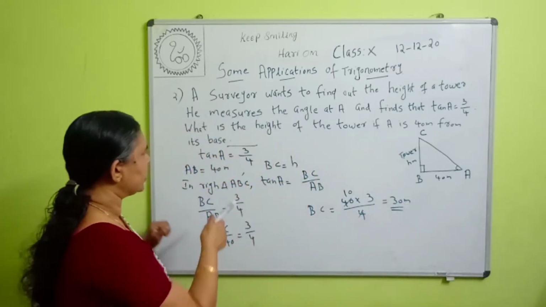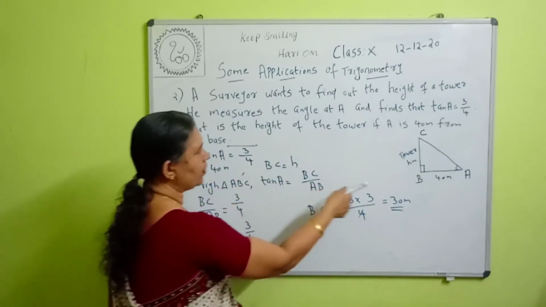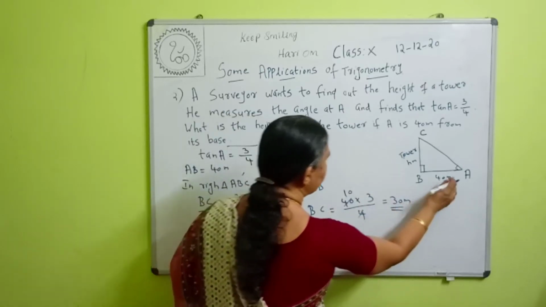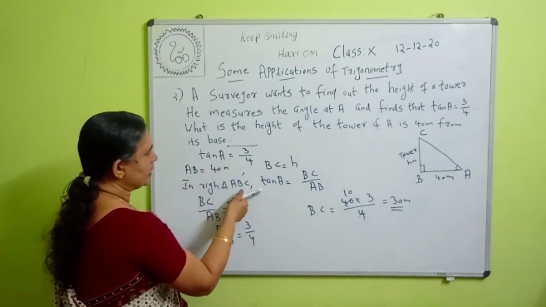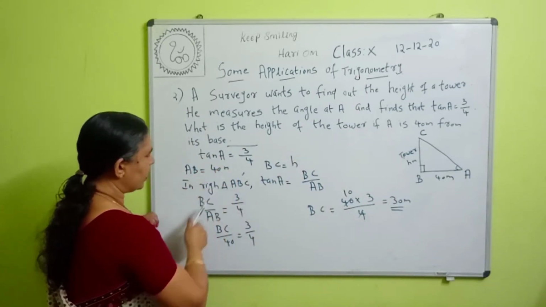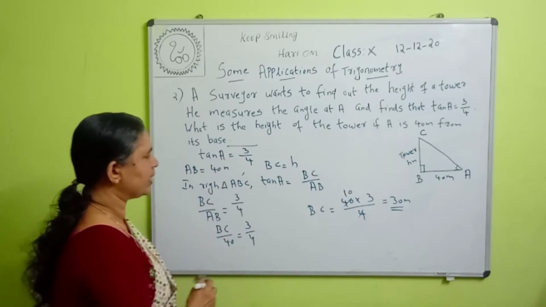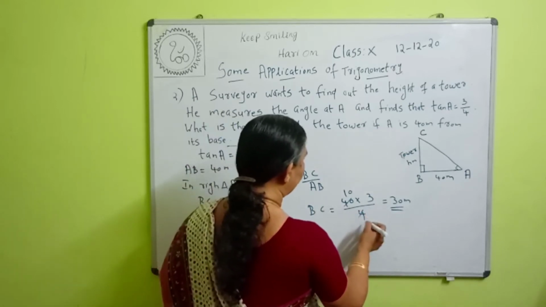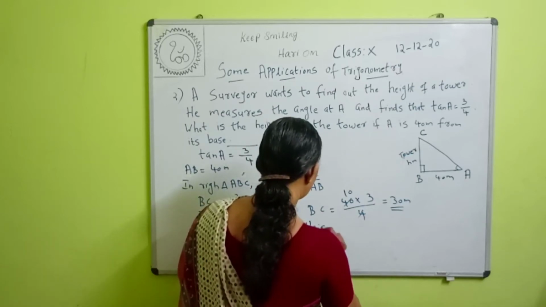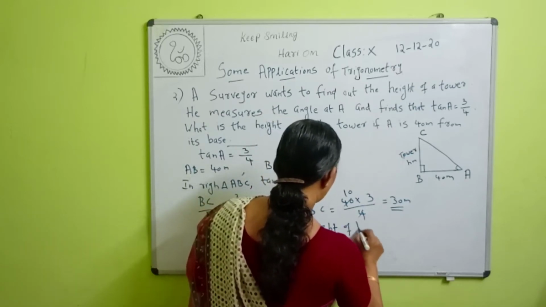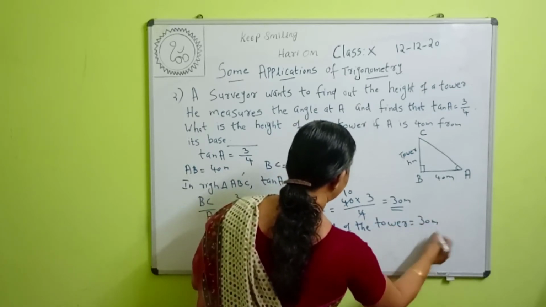In your question it is given that tan A is equal to 3 by 4. Then in right angle triangle ABC, tan A is equal to BC by AB. AB is equal to 40 meter. Here the LHS both are tan A. Therefore, 3 by 4 is equal to BC by AB. Then BC by 40 is equal to 3 by 4. Therefore, BC is equal to 40 into 3 by 4, that is equal to 30 meter. Therefore, what is the height of the tower? Height of the tower is equal to 30 meter.